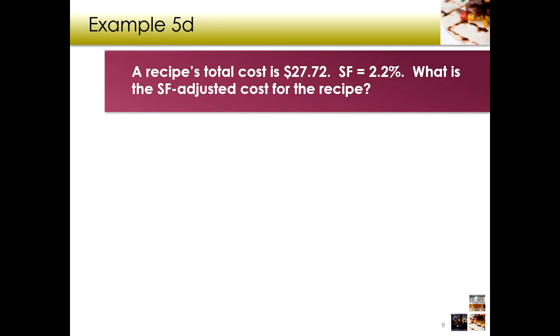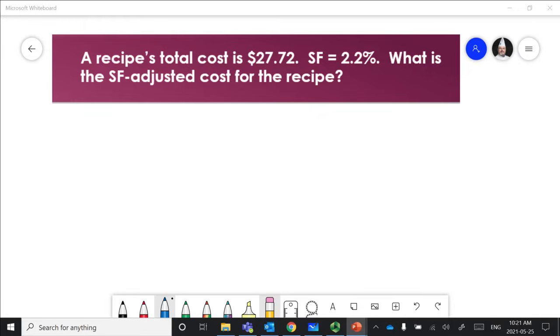Our recipe's total cost is $27.72. If the spice factor is 2.2%, what is our spice factor adjusted cost for the recipe? So what did we do? We took 1 plus 0.022, sorry, that's looking messy. Let's write that again. 0.022, because we changed our percentage into a decimal, which is going to give us 1.022. And we're going to multiply that times the cost for our recipe of $27.72 to give us a total cost of our recipe of $28.33.